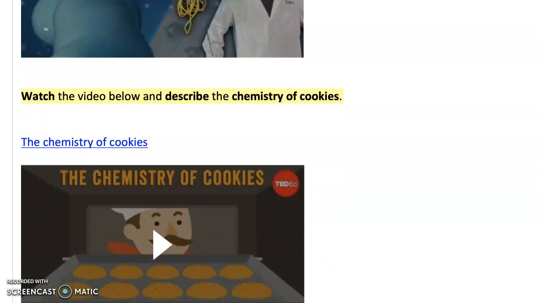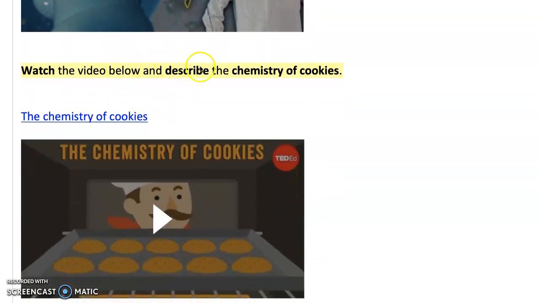Now I've got down here, when you watch this video, I would like you to describe the chemistry of cookies. So it's a very good video explaining chemical reactions and how when we cook food, chemical reactions are taking place.